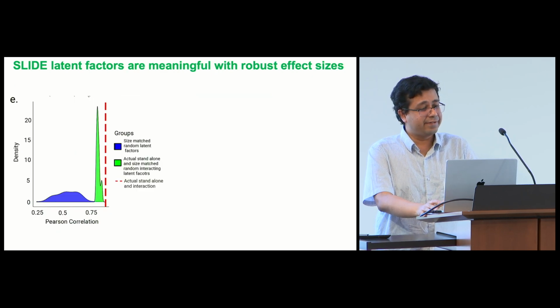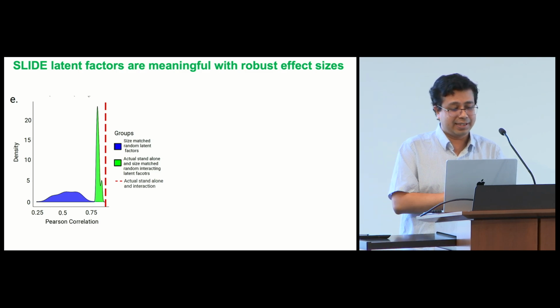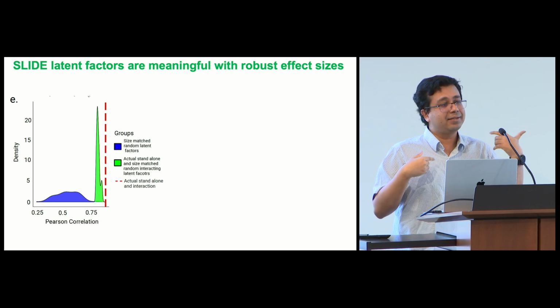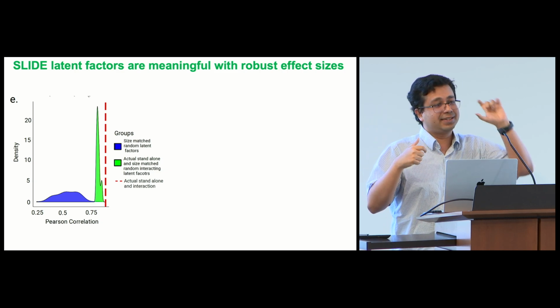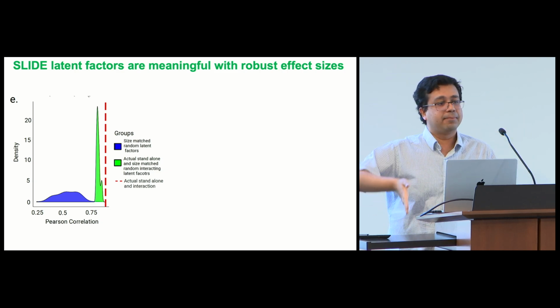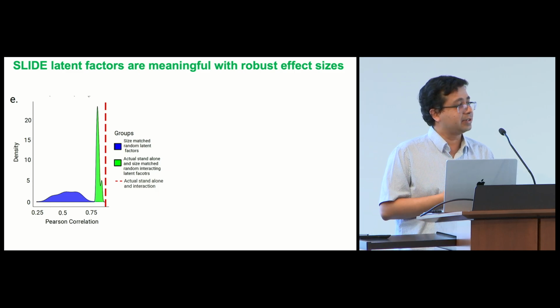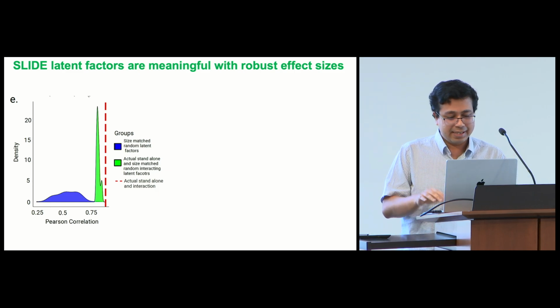So SLIDE latent factors, we rationalize, are meaningful with robust effect sizes. Here I'm showing you the empirical null. That's the blue if you just pick a size-matched number of latent factors. And then the green is if you fix the standalone but you shuffle the interactors, the model is at the tail end of that. So you can calculate a tail probability, a p-value.